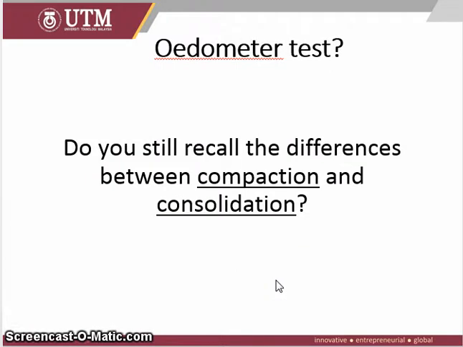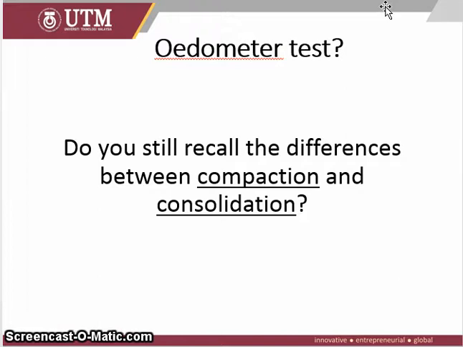So oedometer, did you know where the word comes from? It is actually derived from an ancient Greek word which means to swell. So in this test, we can see the soil behavior that can swell or deform or compress due to the consolidation process.